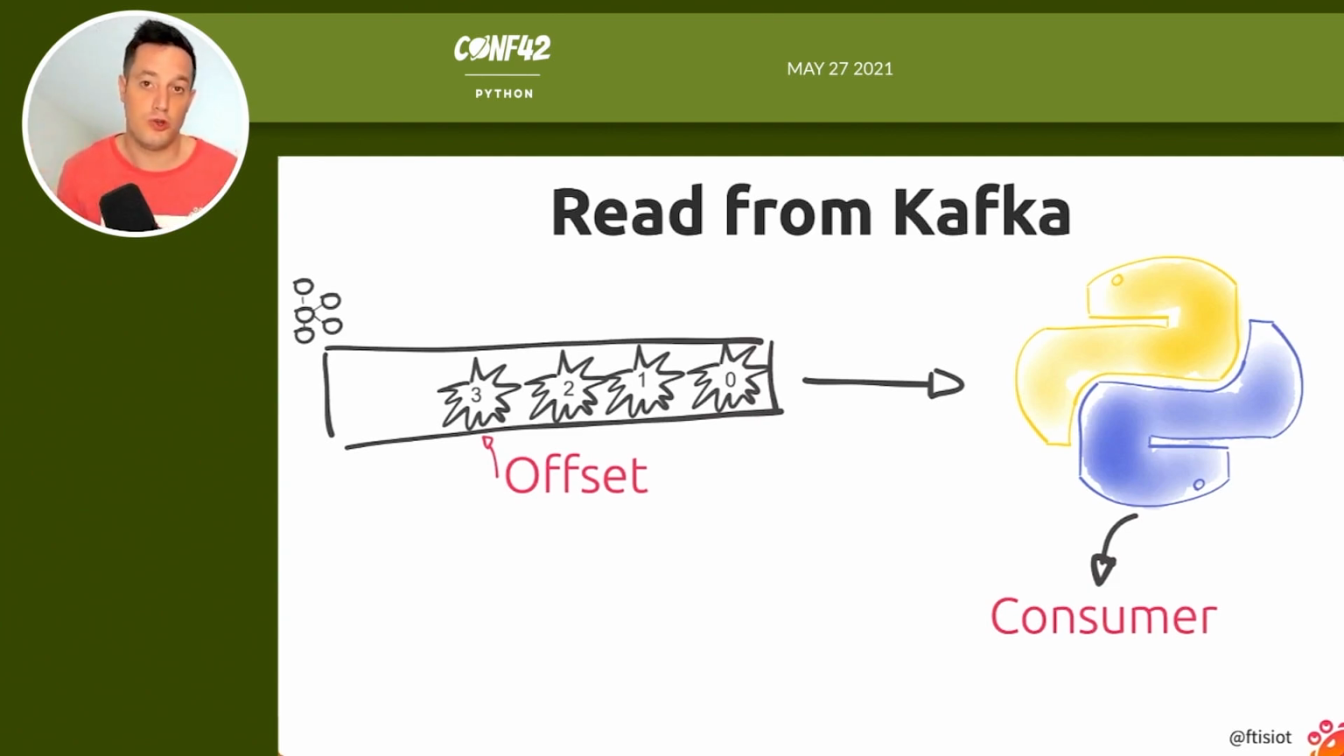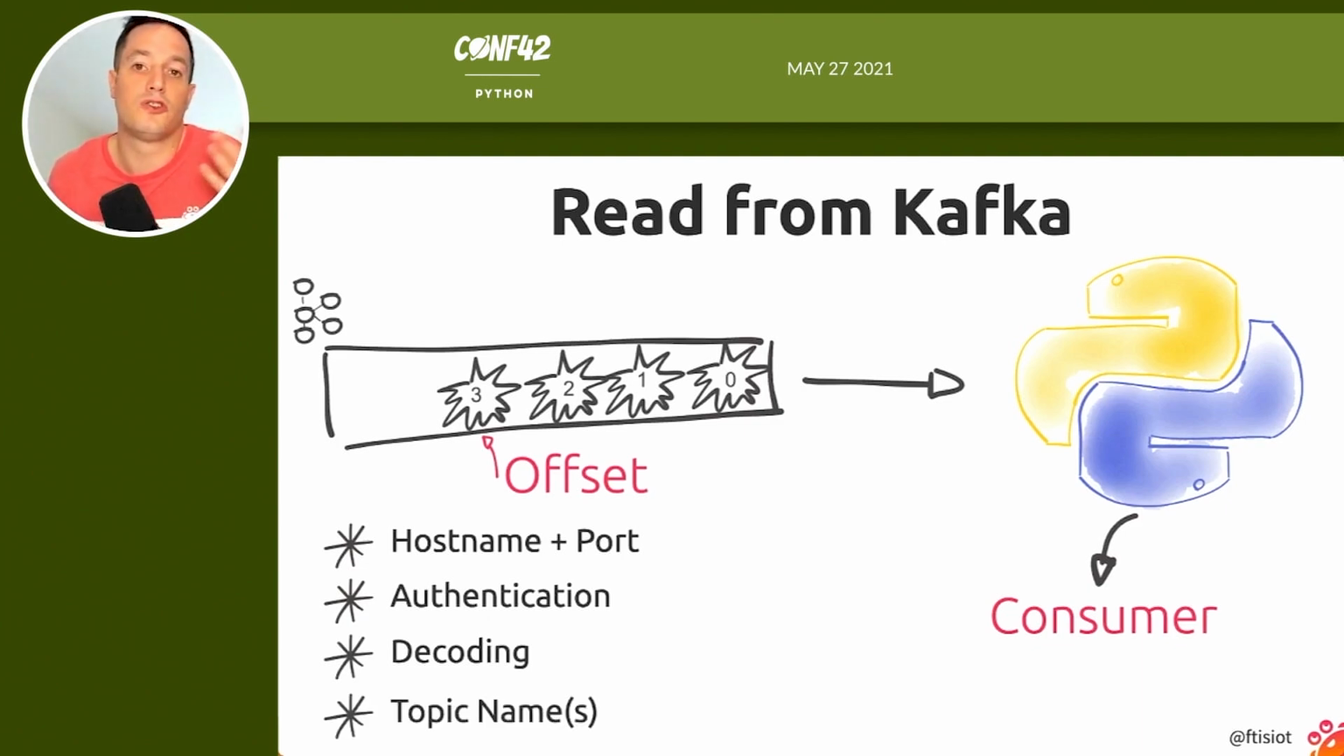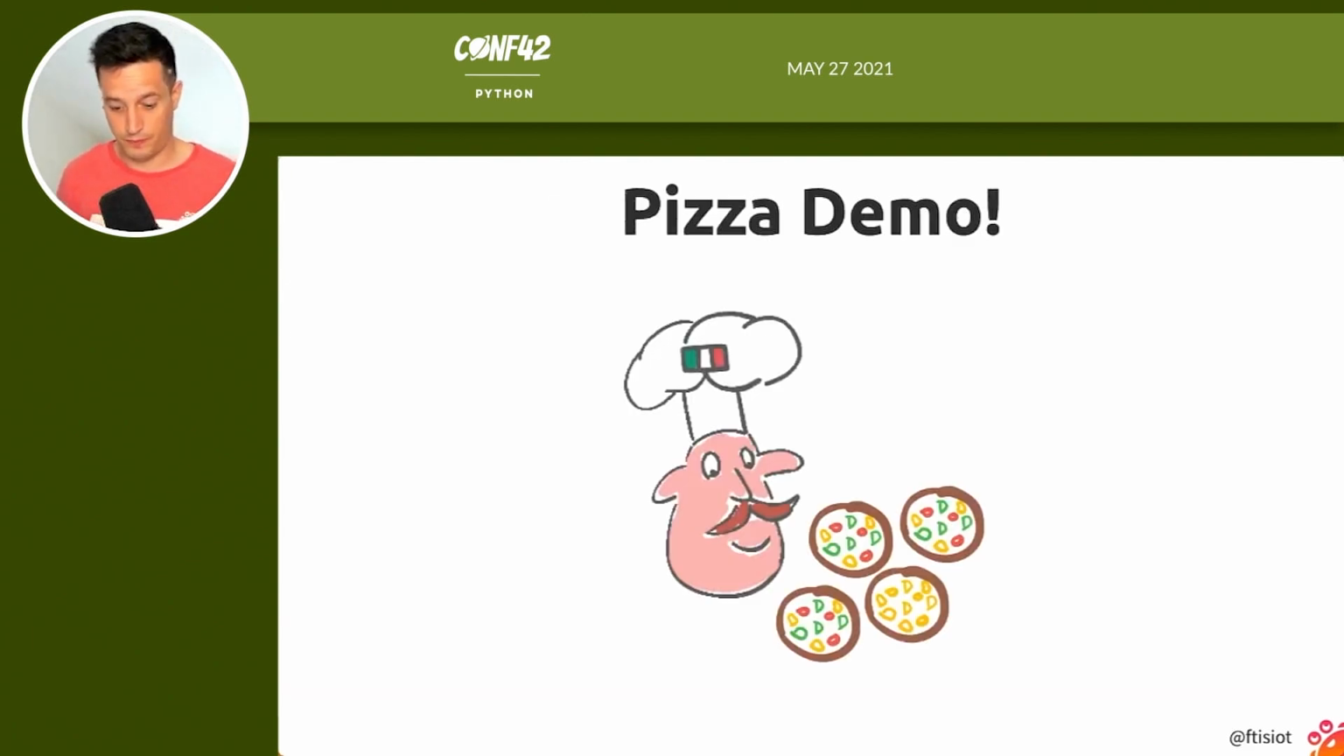In order to consume data from Kafka, the consumer has to know similar information as the producer: where to find Kafka, hostname and port, and how to authenticate. Before we were encoding, now we need to understand how to decode. We also need to know which topic or topics we want to read from Kafka. So that was a lot of content. Let's look at the demo.